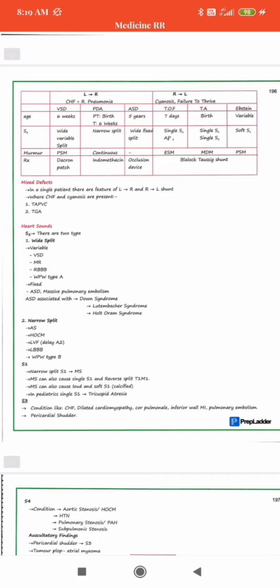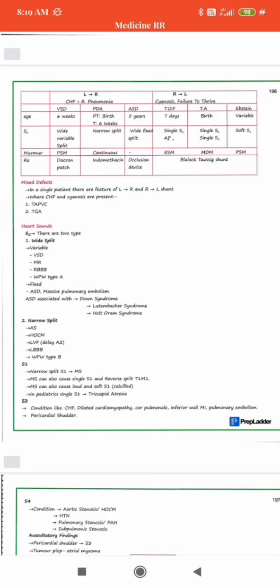Now the heart sounds, basically this is a very interesting topic. S2 has two ways basically, it is either wide or it could be narrow. Now S1 is basically a narrow split, and it is seen in mitral stenosis. Now S3 is a condition which is associated with dilated cardiomyopathy, cor pulmonale, inferior wall myocardial infarction, and pulmonary embolism, and the pericardial knock also.